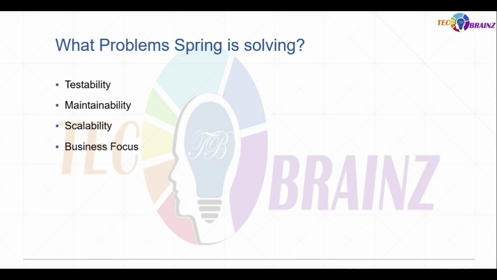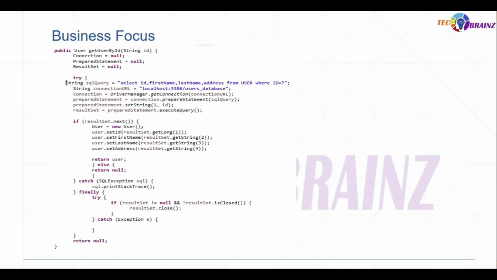As I mentioned earlier, Spring initially started as an inversion of control container, and we call this technique dependency injection. What is dependency injection? Dependency injection is simply removing the hard-coded wiring from your application and using a framework to inject the dependencies and resources where they are needed. Let's take a look at this slide here. I talked about business focus. So what is business focus?